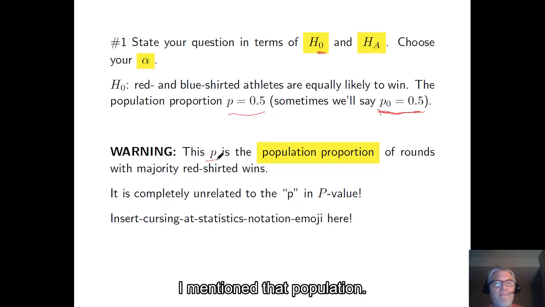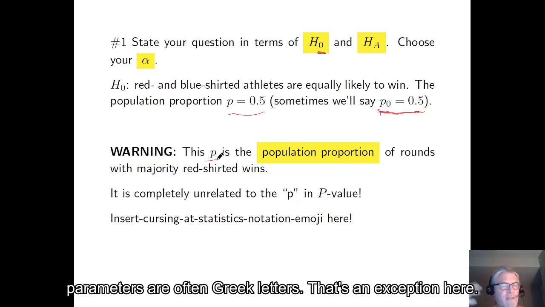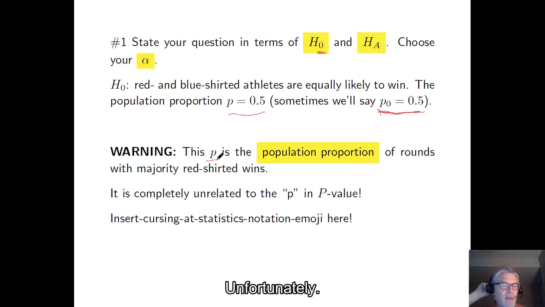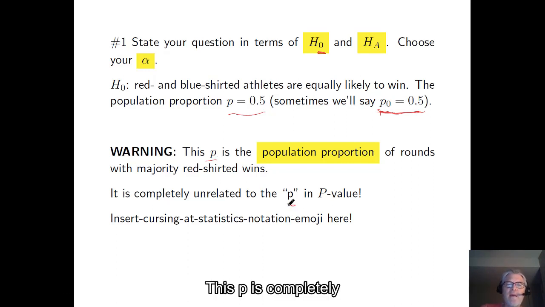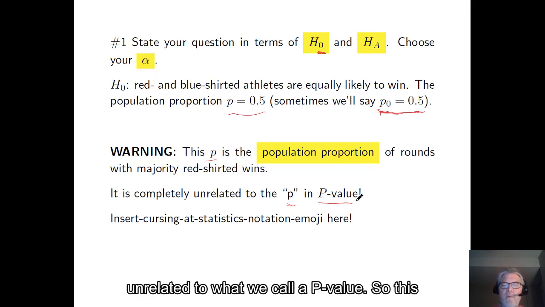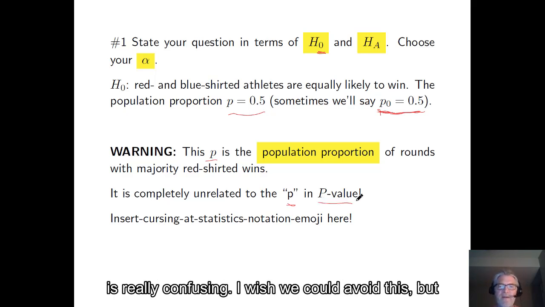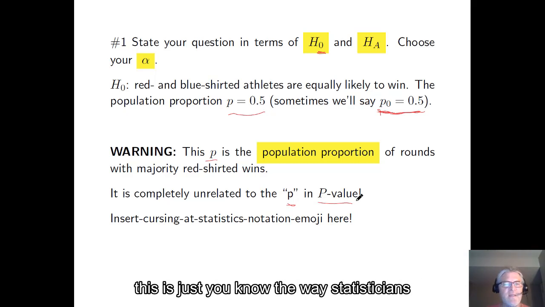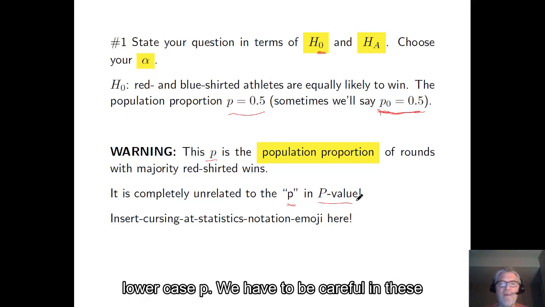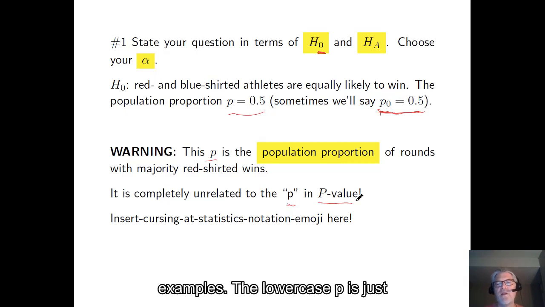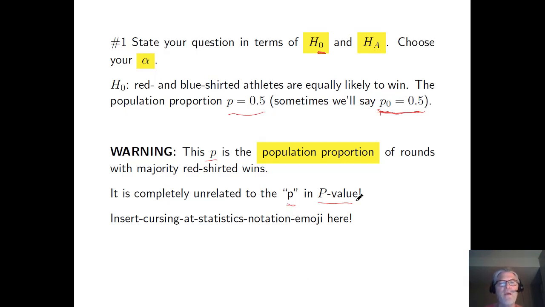I mentioned that population parameters are often Greek letters. That's an exception here, unfortunately. That would be the letter pi, which has other mathematical uses. And this p is completely unrelated to what we call the p-value. So this is really confusing. I wish we could avoid this, but this is just the way statisticians frequently do this. So this lowercase p, we're gonna have to be careful in these examples. The lowercase p is just referring to the population proportion here, okay?